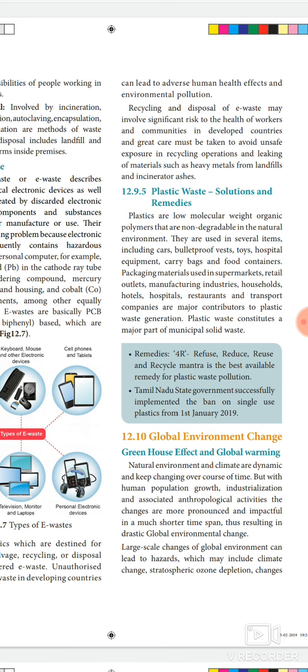Plastic waste constitutes a major part of the municipal solid waste. So what are the remedies to control plastic waste? First, 4R. 4R means refuse, reduce, reuse and recycle. Underline that. 4R is there: refuse, reduce, reuse and recycle. The 4R mantra is the best available remedy for plastic waste pollution.